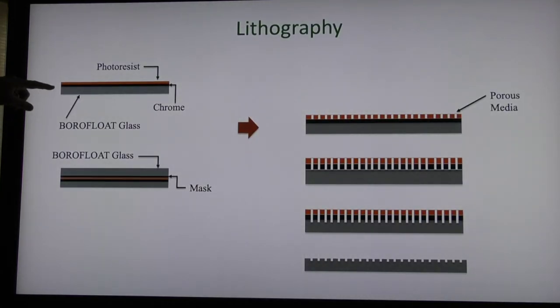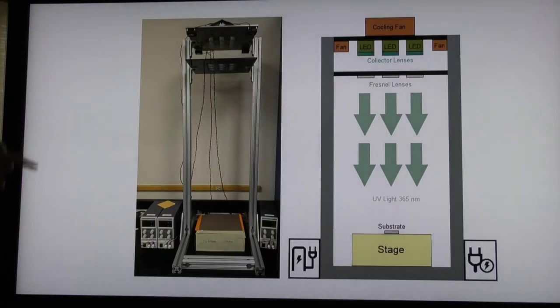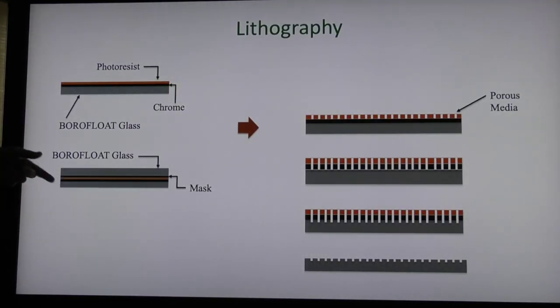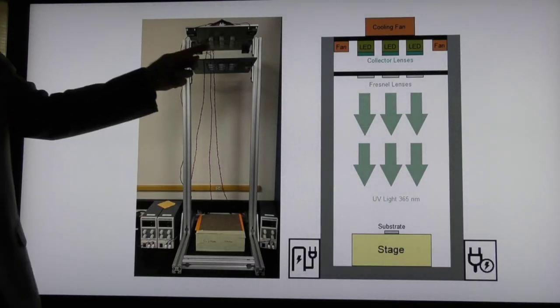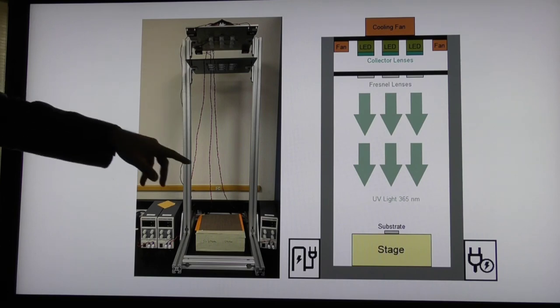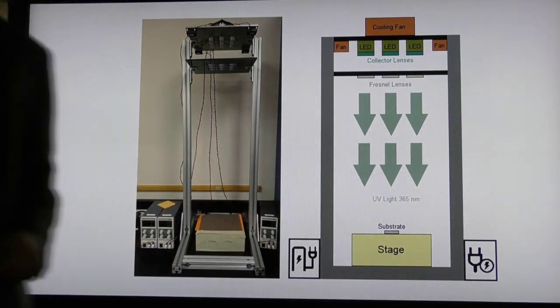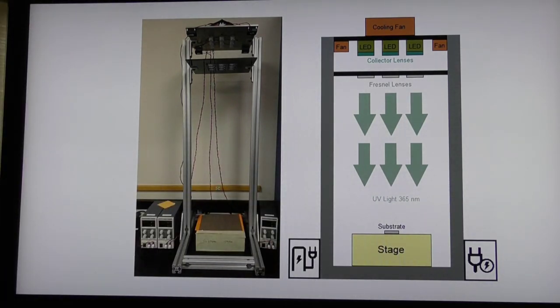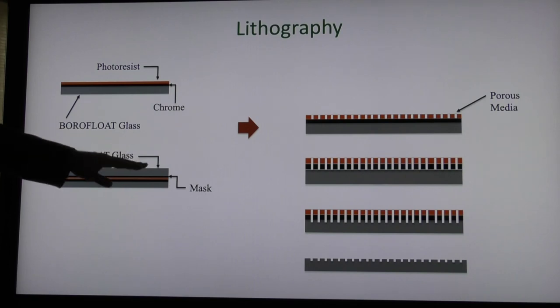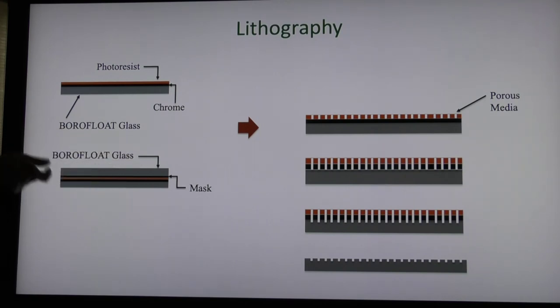There is a piece of glass. This is borofloat glass. On top of which, there is a very thin layer of chrome, and on top of that, there is a thin layer of photoresist. Then we take this mask that we created. We put this on top, right there, and on top of this we usually put another piece of glass. Then we put this under the UV system, where there is a series of lenses that isolate and collimate 365 nanometer wavelength in the UV spectrum, and shines it on this sandwiched layer of photoresist.